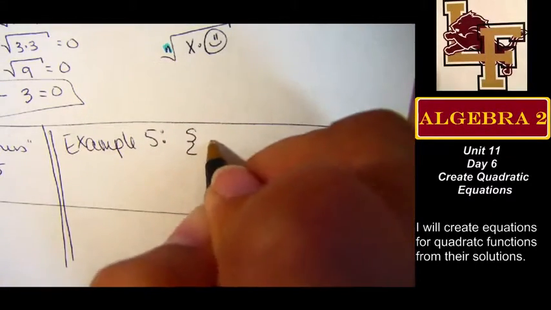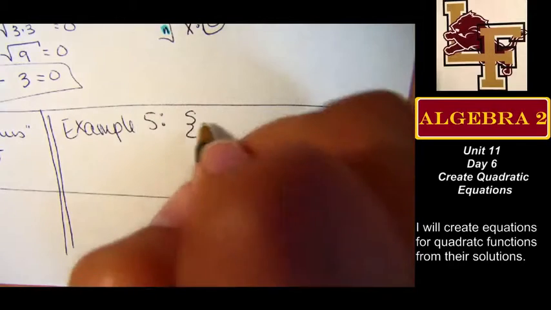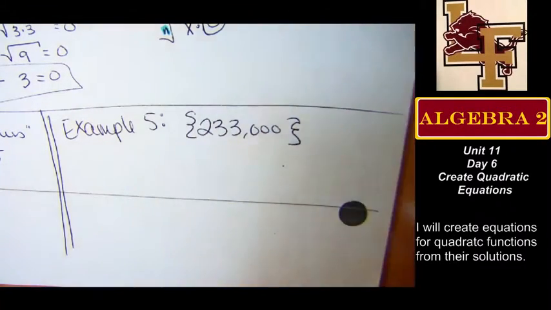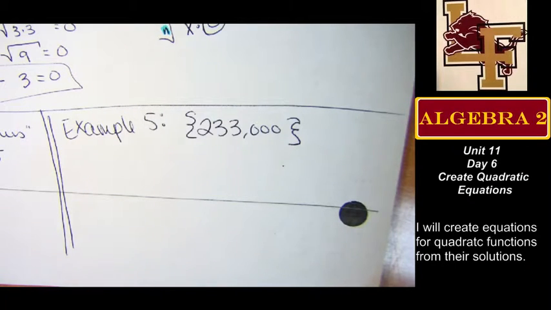Example number 5 is, someone give me a number, any number. 233,000. Okay, well, sure, 233,000. Oh my god. Lovely. Deep breath, relax.